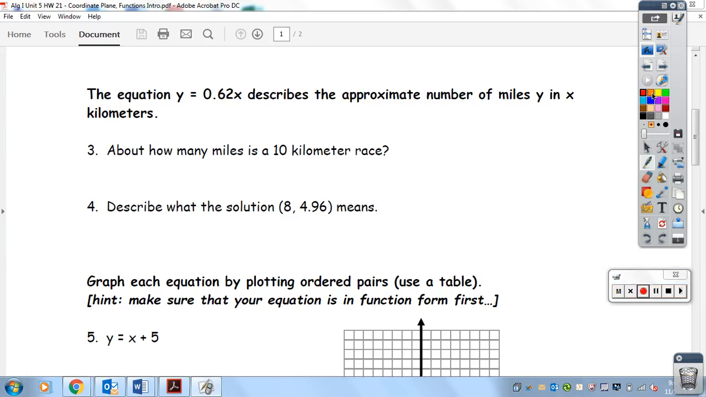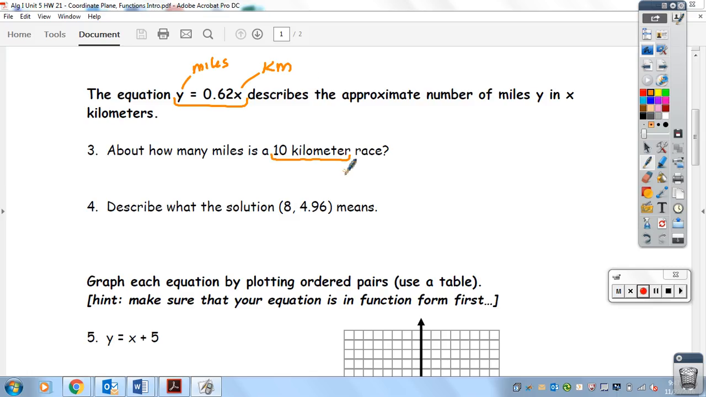I'm sure that this one gave you a bit of trouble. Questions 3 and 4 tend to give people some trouble. But here's my equation, y equals 0.62x. It describes the approximate number of miles y in x kilometers. So this is miles, and this is kilometers. That's how I can convert back and forth between them. About how many miles is a 10 kilometer race?